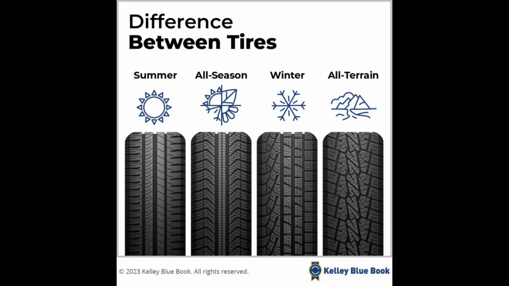Then we have our winter or snow tires. These are made with a flexible rubber compound. They also have slits in the tire tread to improve handling on slipperier roads. Finally is your all-terrain tires. These will have the most aggressive tread patterns out of all the other tire types. They are also designed for both on-road and off-road use.